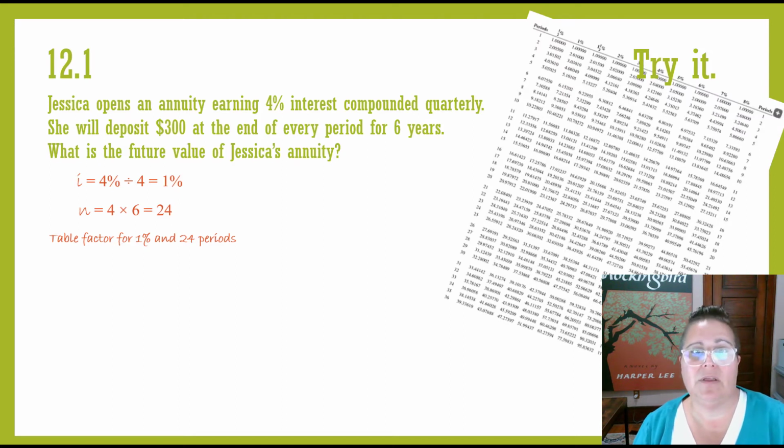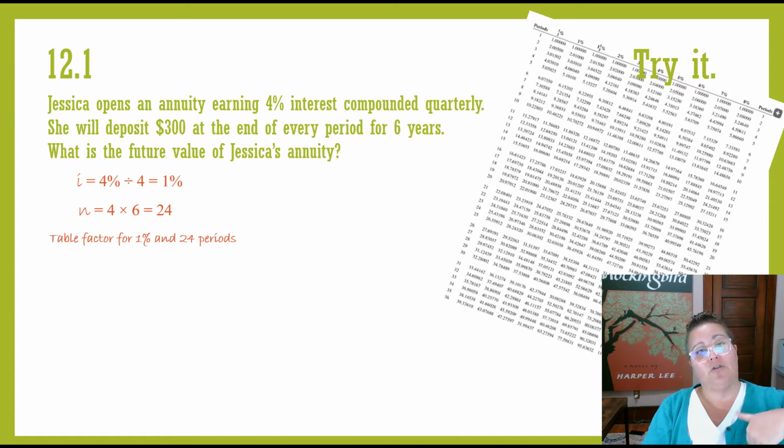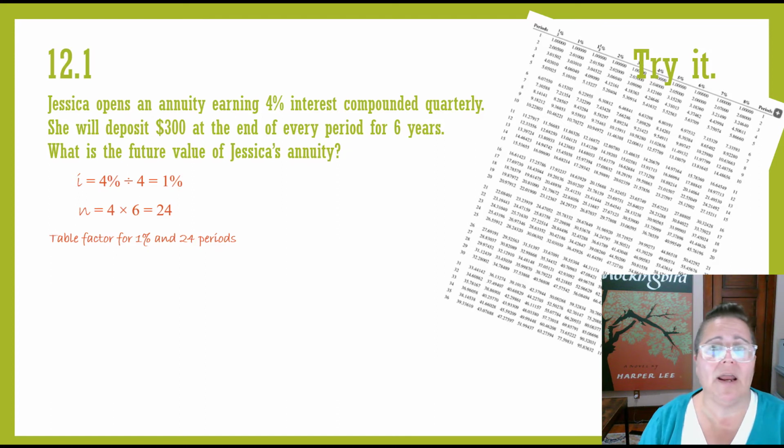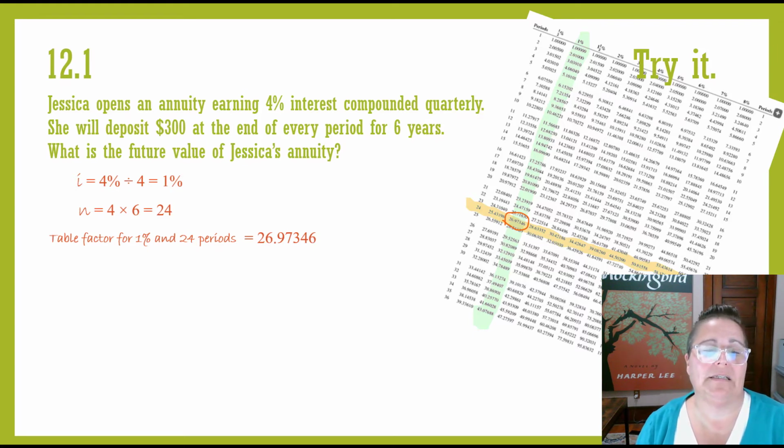Now, this table that you see here shows all 36 of the periods. So this is the full 12-1 table for up to 8%. It doesn't show the other side of the page, which is, I think, 9% through like 14 or 15%. But if we go down the column that is 1% and we come across at 24 periods, we see a table factor there of 26.97346. This gives us our multiplier.